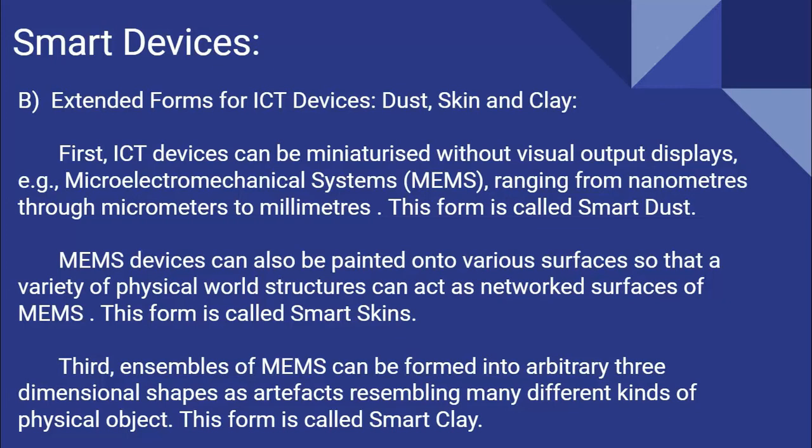And the third one is smart clay. Ensembles of MEMS can be formed into arbitrary three-dimensional shapes as artifacts resembling many different kinds of physical objects. Which means that smart clay contains the dimensional view, because sometimes you get a view which is not easily seen. So based on that, the smart clay will contain small parts based on a physical object and its dimensional shapes, which is important.